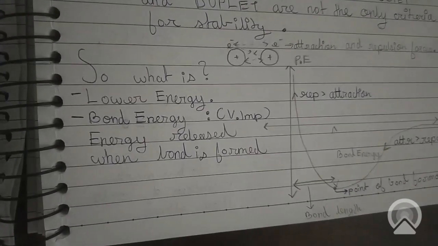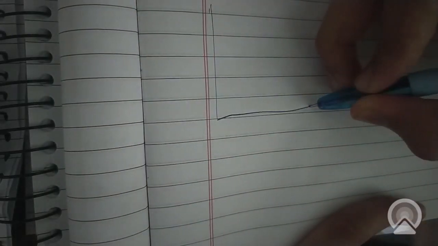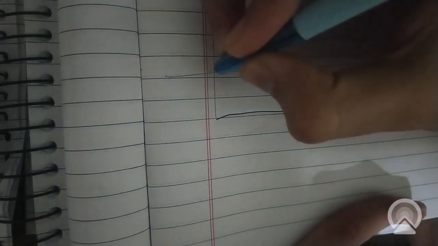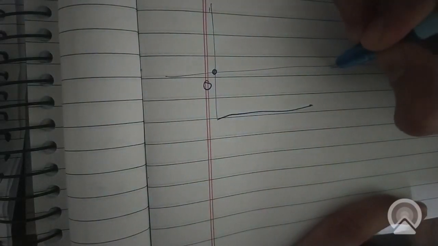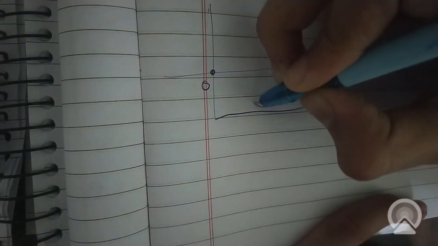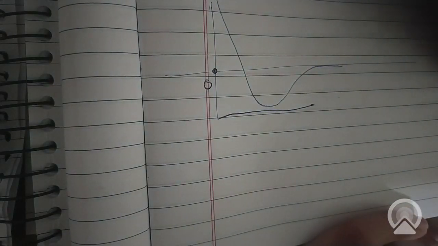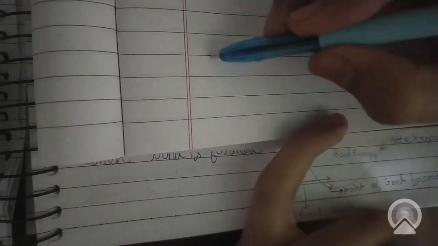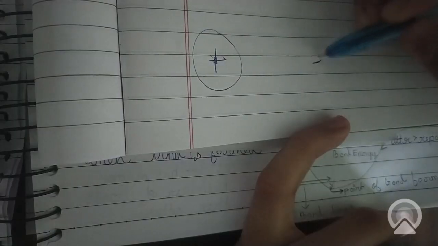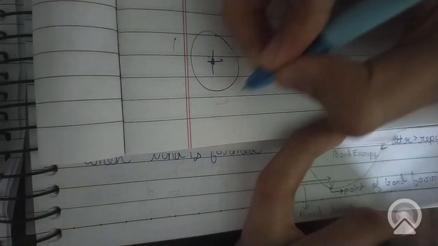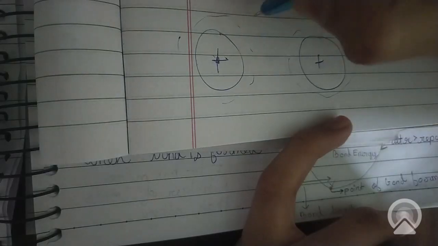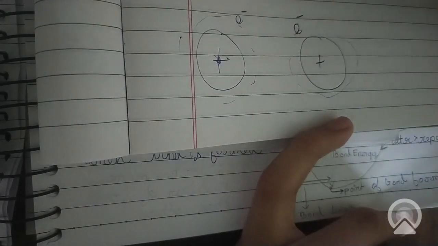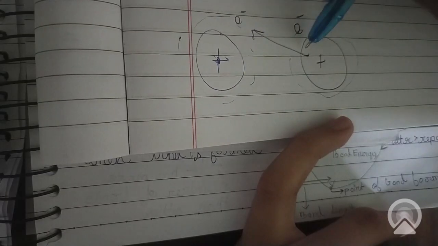Alright, so take my book again. Let's draw a graph and understand bond formation. This point is 0. So there are two molecules. One has a proton, and in its orbit, there's an electron. This proton attracts this electron.